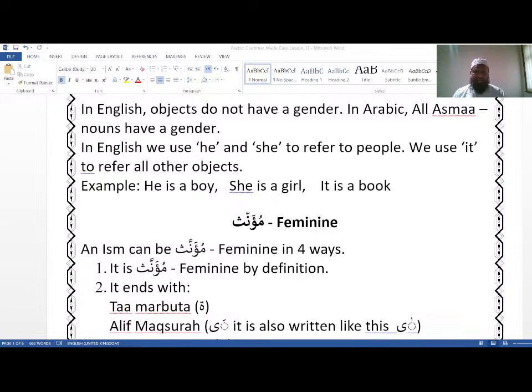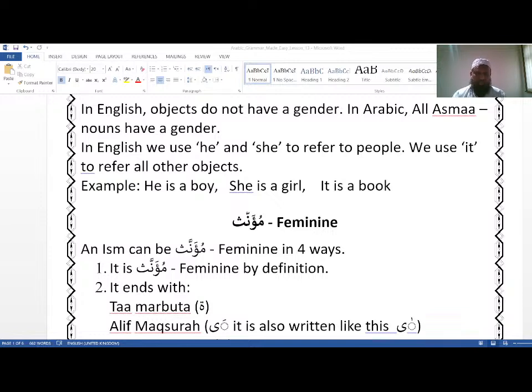So there's 4 ways to find an ism muannas. Number 1, it is muannas by definition, and muannas by nature. So this type of isms, we don't need any signs. We know it is muannas by nature or definition.